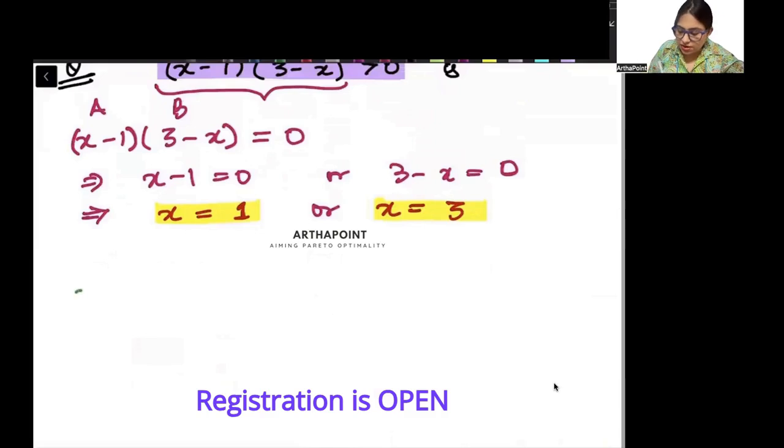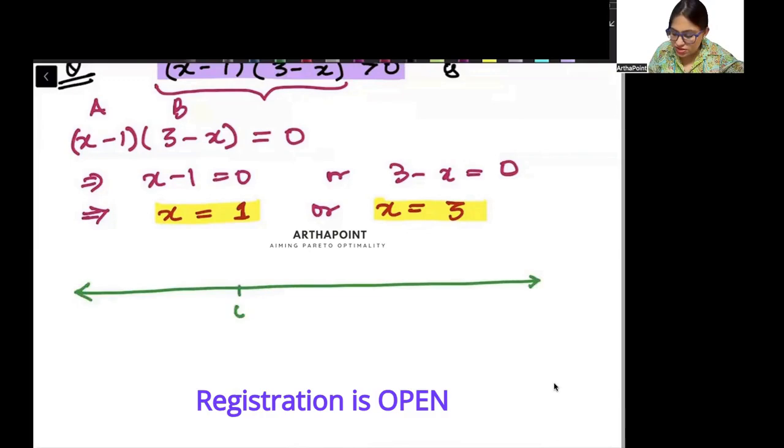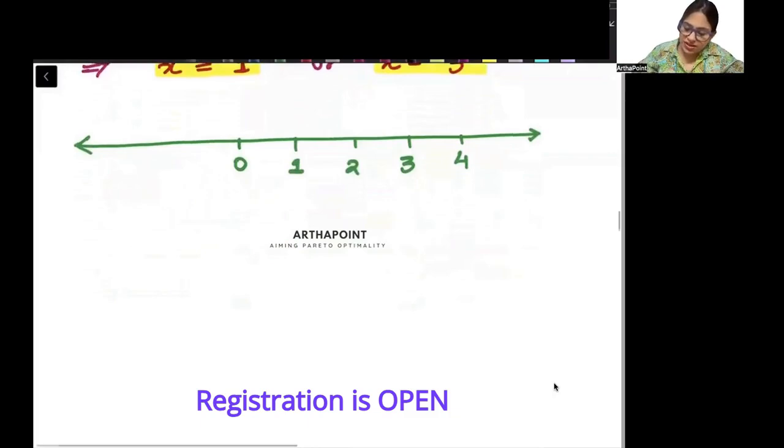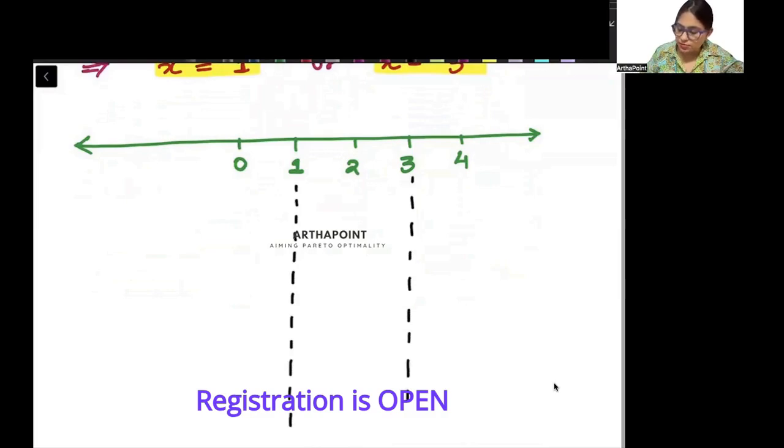Right? So I will now go ahead and make this. Here, this is my number line, beta. On this number line, I have written 0, 1, 2, 3, 4. Write it like this. At x equal to 1 we pass a line. At x equal to 3 we pass a line. Clear?